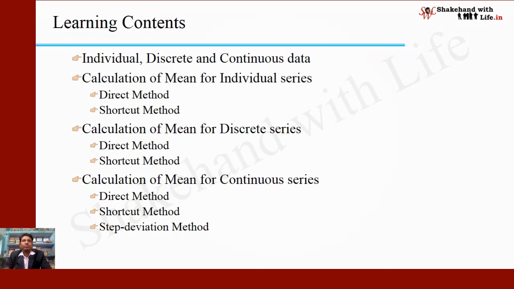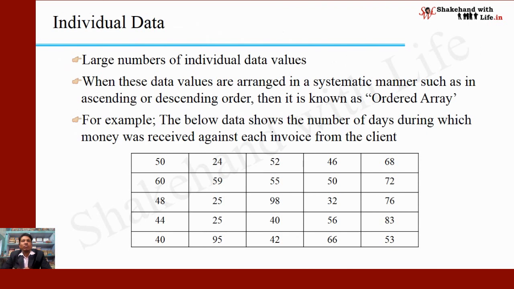So starting with the individual data. Individual data is the large numbers of individual data values. When these data values are arranged in a systematic manner, such as in ascending or descending order, then it is known as ordered array. For example, the below data shows the number of days during which money was received against each invoice from the client.